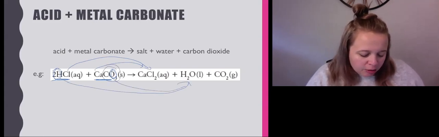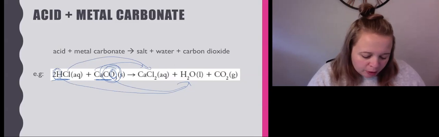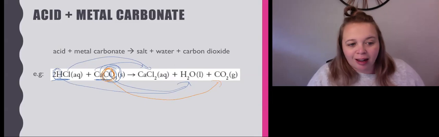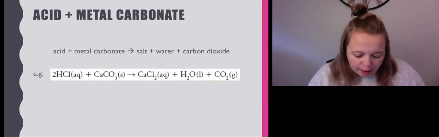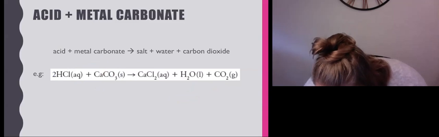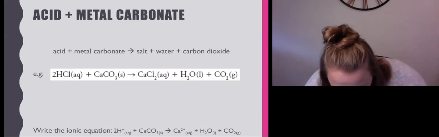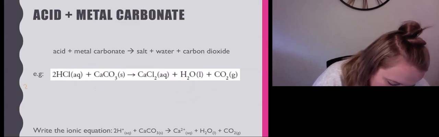But then in addition to that, hang on, let me just change my color. In addition to that, because I've got this carbonate group here, it makes something else. It makes carbon dioxide gas. So let's just see if we can write out our dissociated equation, and then we'll end up with our ionic equation. So let's write them all out. I'm going to try and give myself more space this time.